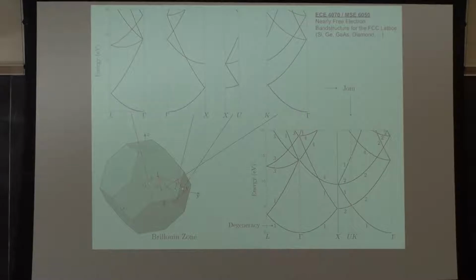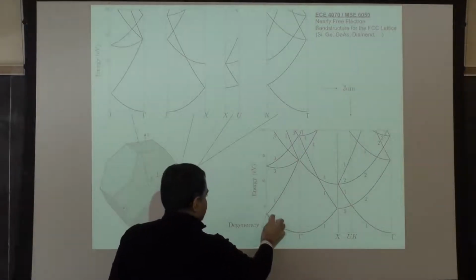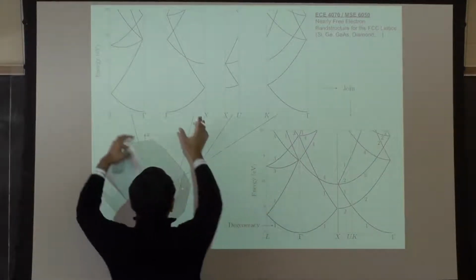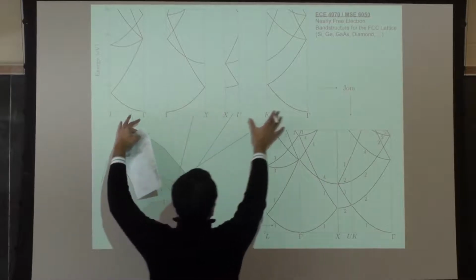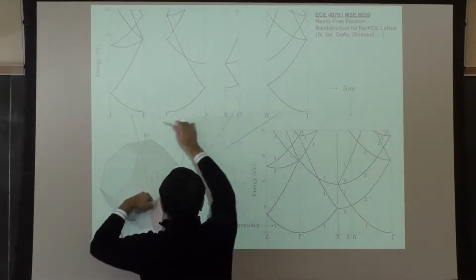So this is the handout. Again, I'll put this up too. This is also in your notes. If you look at what I've noted down here, these are different E-k diagrams, and then you just join them, X with X, gamma with gamma.